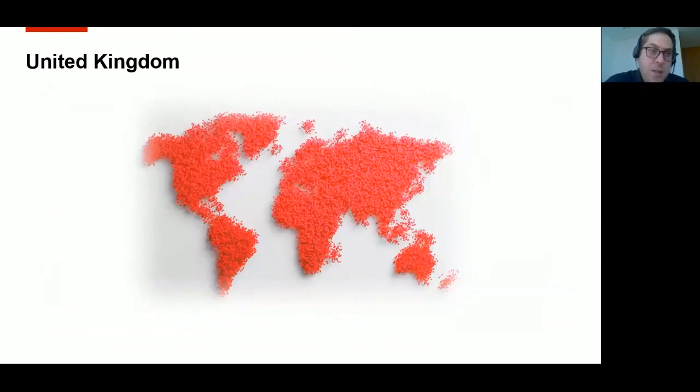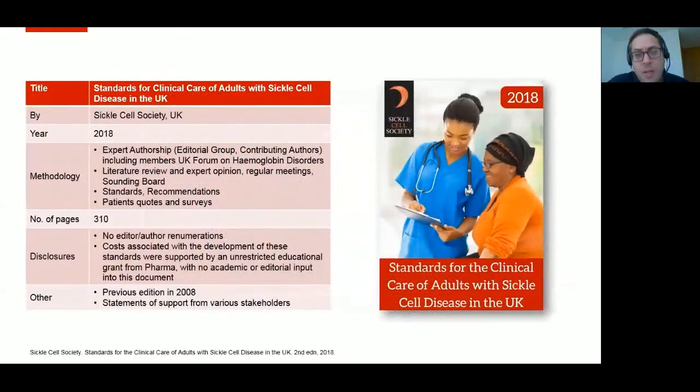The UK also has its robust share of guidelines that have some international presence and adoption by different countries. There are the famous Sickle Cell Society guidelines, split into adults and pediatrics or children. The new adult guidelines were published in 2018 by the Sickle Cell Society. It is expert authorship in terms of the way it was developed: literature reviews and expert opinion, going in parallel with regular meetings and sharing the recommendations with sounding boards. And it gives you sets of standards and recommendations.